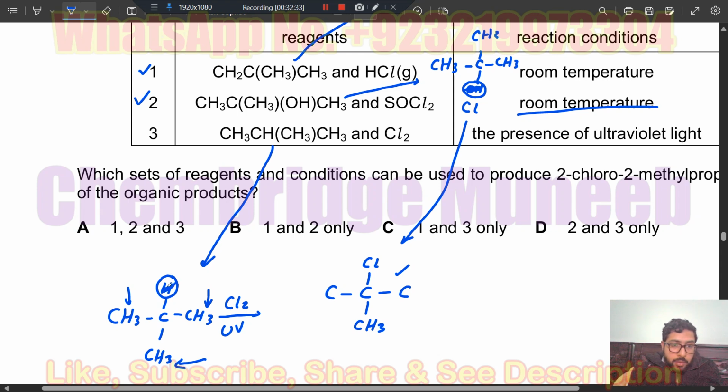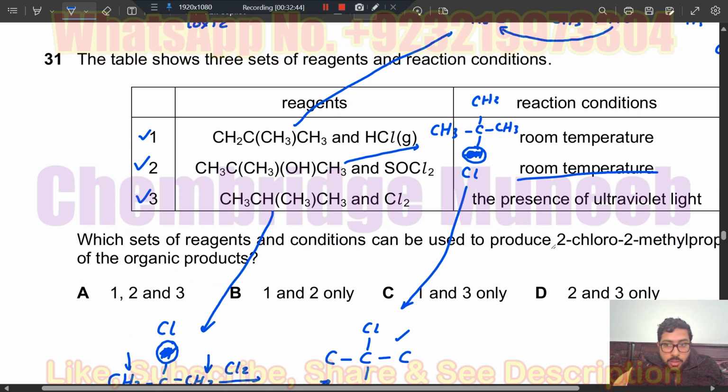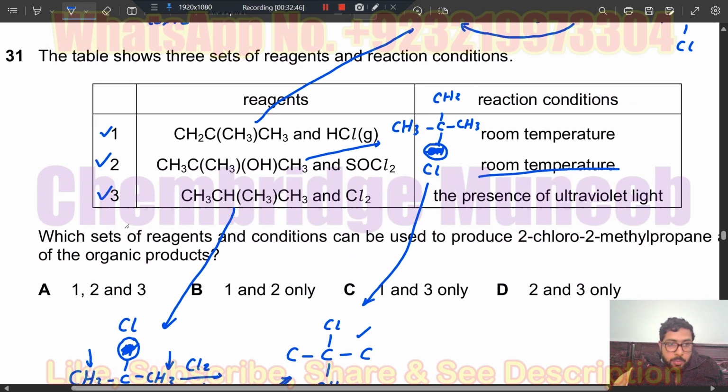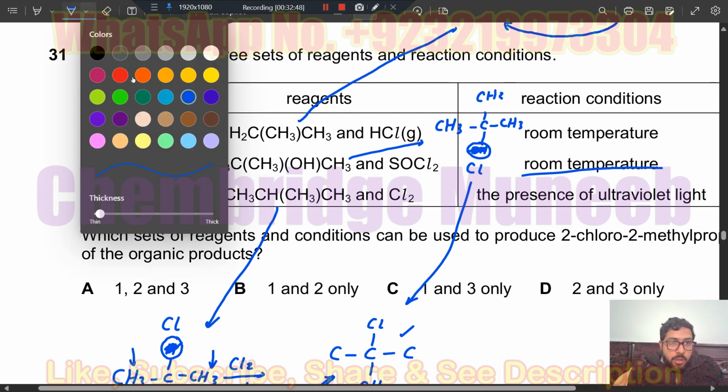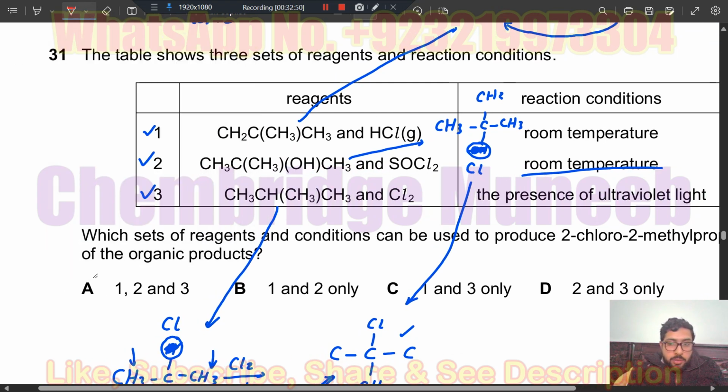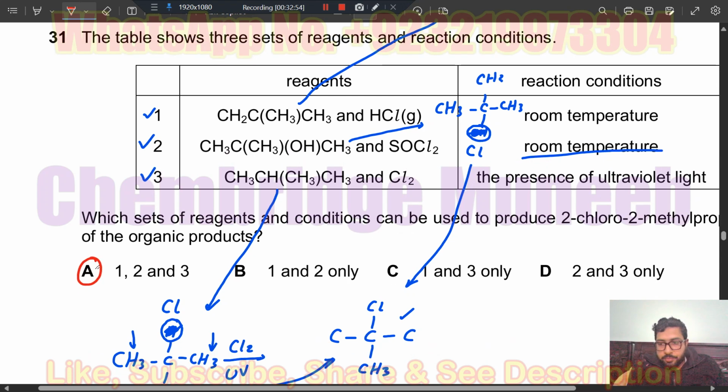So if we replace chlorine over here, you will get the same structure like this one. So they are all producing the structure which we require: 2-chloro, 2-methylpropane. So in this way, all the three possibilities are there which are correct in a sense. So A is the right answer.